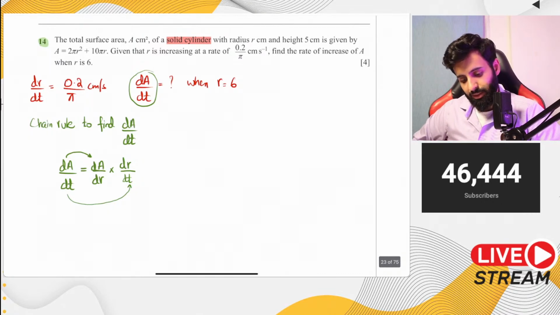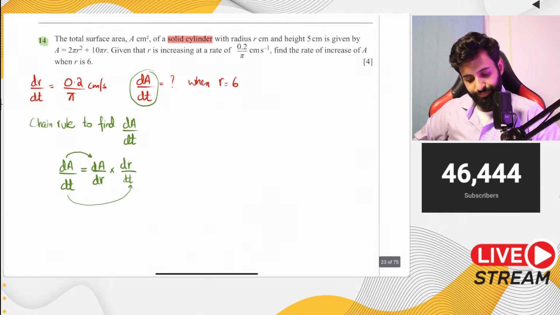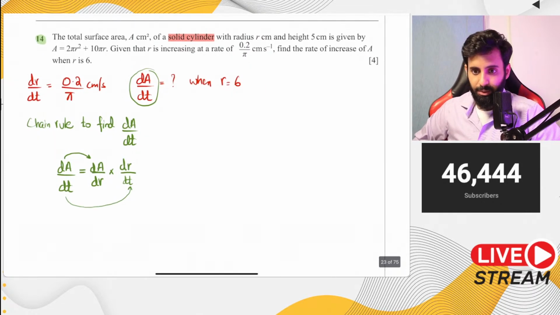Once you've done this, then the next thing we're going to do is see what it is that we have and what it is that we don't have.